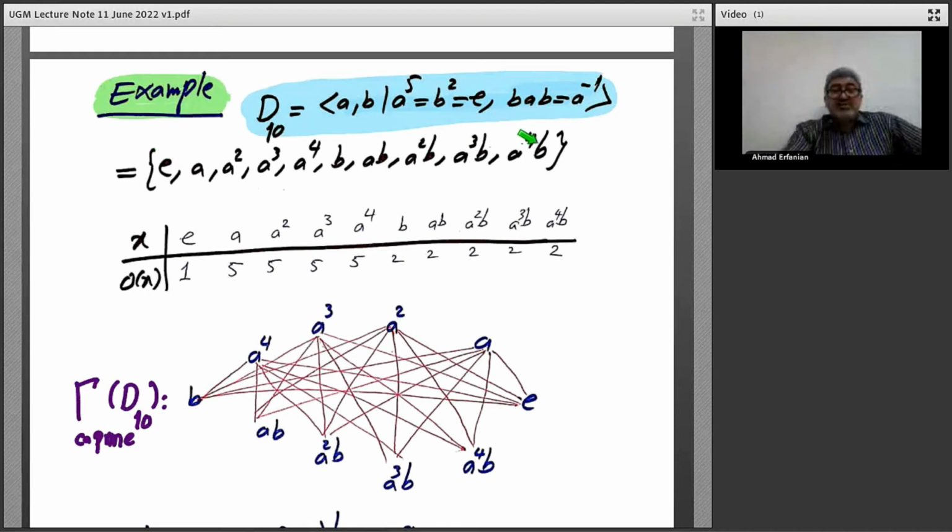Now let me give another example for a dihedral group of order 10. So D10 is a group generated by A and B. A has order 5, B has order 2, and we have the relation BAB is A inverse. So we have 10 elements here: identity, A squared, A cubed, A to the 4, B, AB, A squared B, A cubed B, and A to the 4 B.